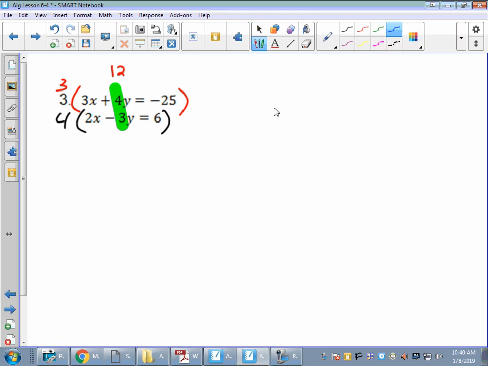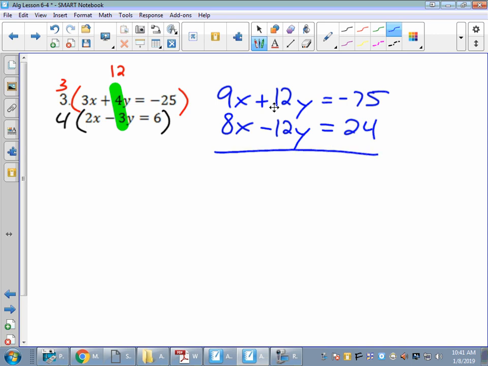So the top one first. 3 times 3x is 9x. 3 times 4y is a positive 12y. And then a 3 times -25, don't forget that one, is going to be -75. The second equation, 4 times 2x is 8x. 4 times -3y is -12y. Now you see why we did that, because we can eliminate those y's. And then 6 times 4 is 24.